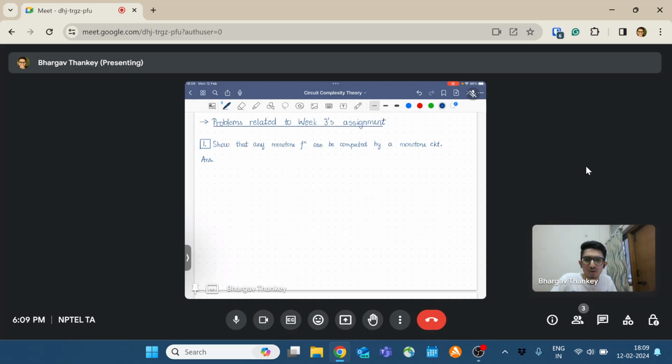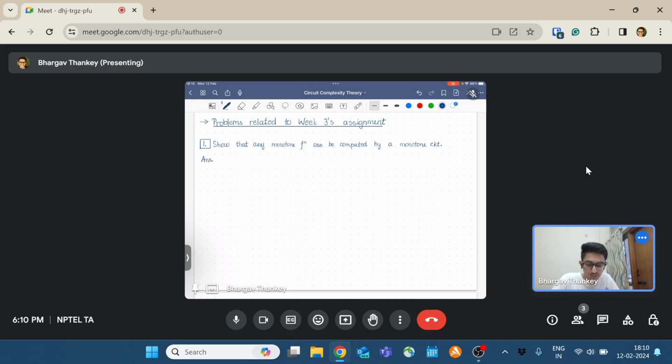Yeah, you're audible, but what I'm not able to understand is how this proves that every monotone function can be computed using just AND and OR gates. Okay, that's what we want to do: every monotone function should be computable by these two functions. A monotone circuit is just a circuit that contains only AND and OR gates. The question is saying show that any monotone function can be computed using just AND and OR gates.